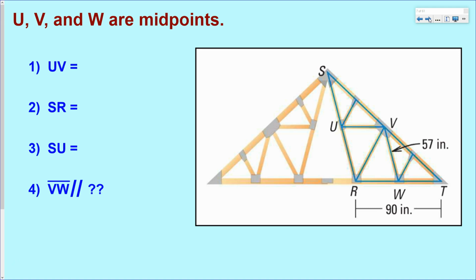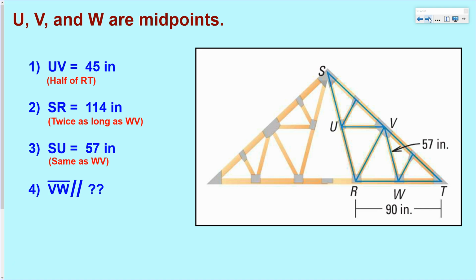Okay, UV is related to RT in that it is half of it. So if you chop 90 in half, you'll get 45. SR is related to VW, which it will be twice as long as VW. And SU is related to VW as well, in that it should be half the distance of SR. SR was double, so it should be the same as VW. And then lastly, VW is parallel to what line? Well, you could say SU or SR, either one would be correct.